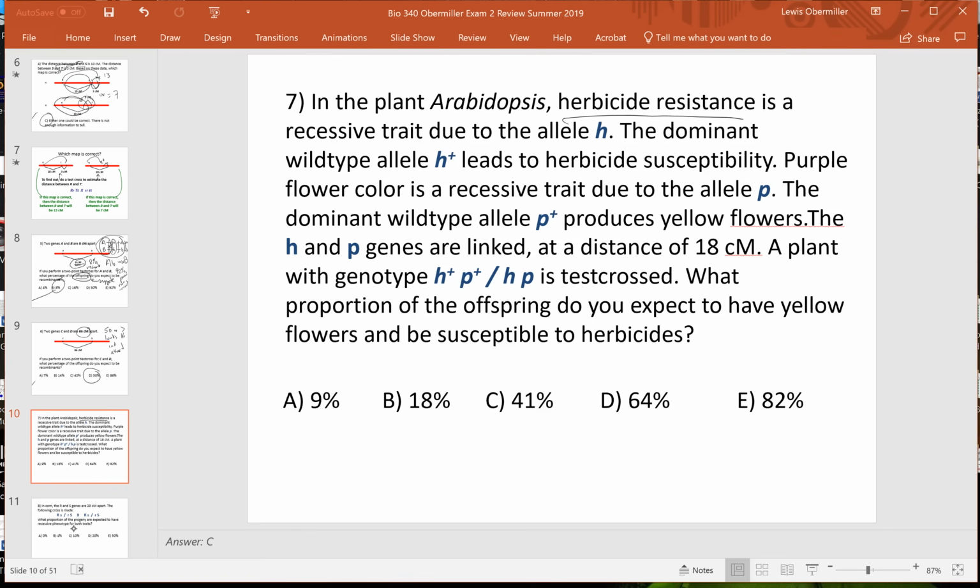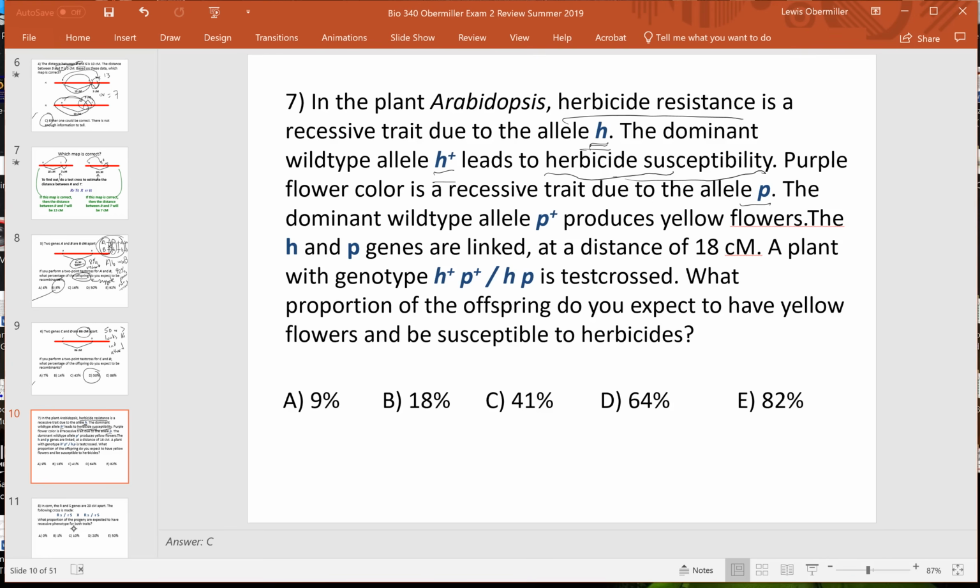Herbicide resistance is a recessive trait, which is lowercase h, so that's recessive. Wild type means that if you put an herbicide like Roundup on you, then you die. This means you resist Roundup. Purple flower color is recessive. It's kind of weird, but okay. And the dominant wild type allele produces yellow flowers. So yellow is dominant to purple.